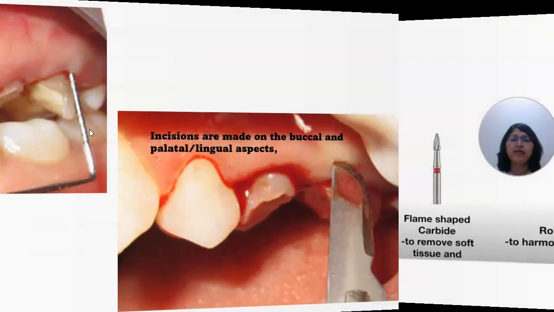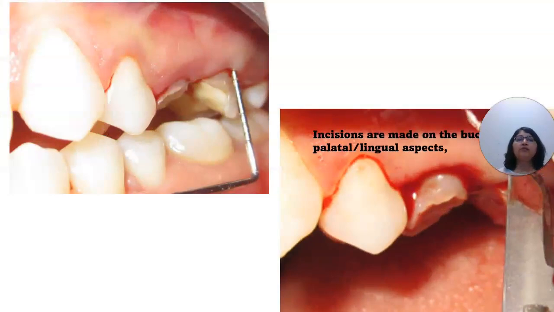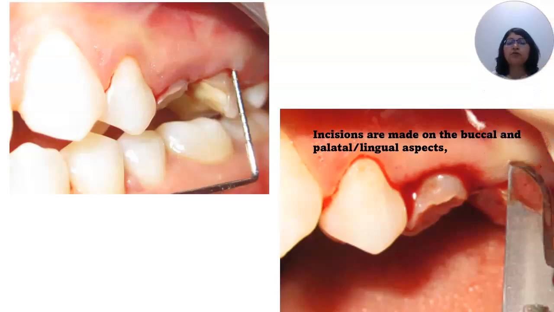Once we've discussed the blade and everything, I'll show you through my pictures how exactly I proceeded. So this is the case that we were talking about before. Once I established there is a good adequate amount of keratinized gingiva and the crown root ratio is going to be fine, I proceeded with my procedure.